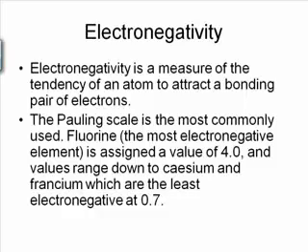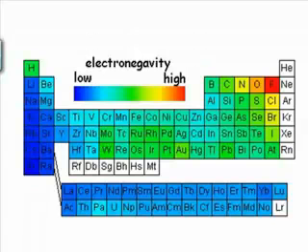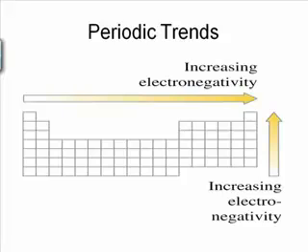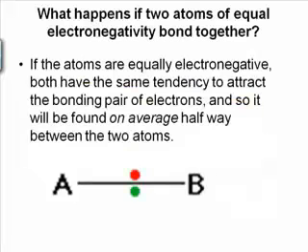Electronegativity, we've discussed that in the previous unit. It's a measure of when an atom is in a bond, how strongly it attracts electrons to itself. And this is one way of showing that electronegativity increases up and to the right, with fluorine having the highest electronegativity. So let's look at what this means.